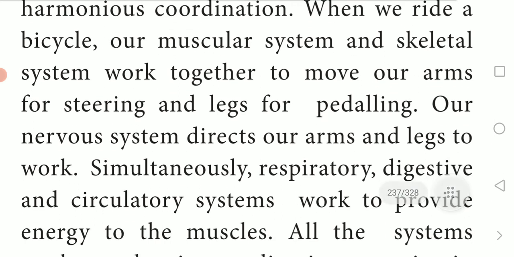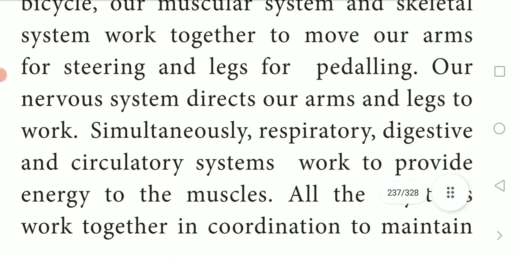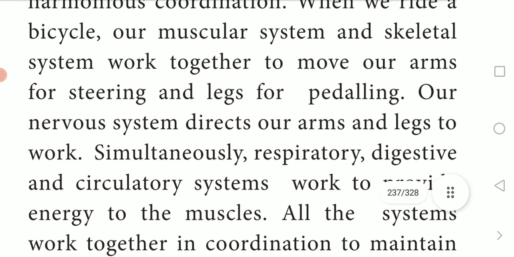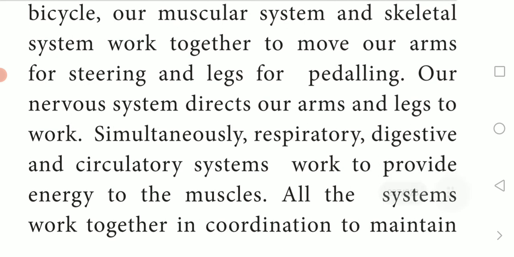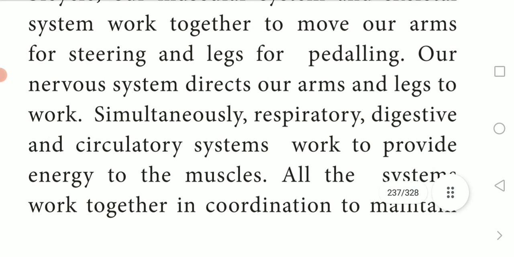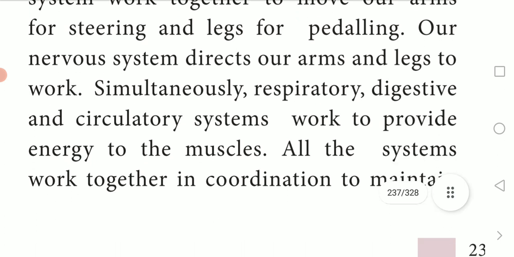Our nervous system directs our arms and legs to work. So both these systems are helpful for riding a bicycle. What are the systems? You can underline our muscular system and our skeletal system, and the nervous system. Our nervous system directs our arms as well as legs to work together simultaneously. Simultaneous means at the same time; you can underline this word.